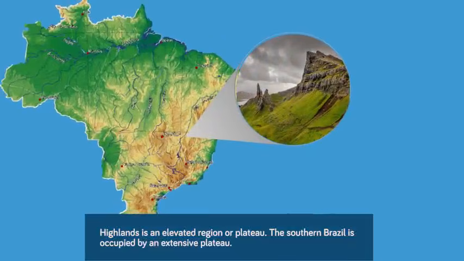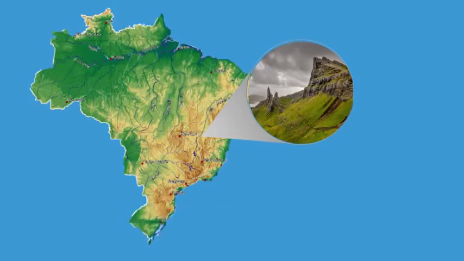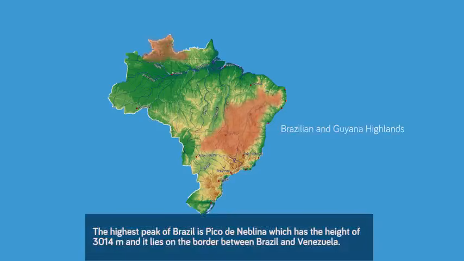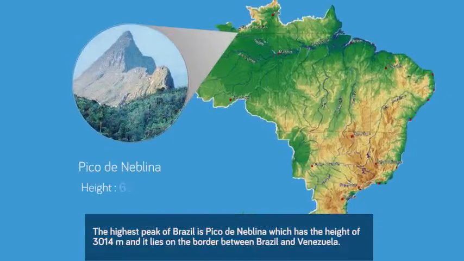The southern Brazil is occupied by an extensive plateau. It is differently described as Brazilian highlands or Brazilian shield or Brazilian plateau. Brazilian and Guiana highlands together form the core of the South American continent. The highest peak of Brazil is Pico de Neblina, which has a height of 3014 meters, and it lies on the border between Brazil and Venezuela.